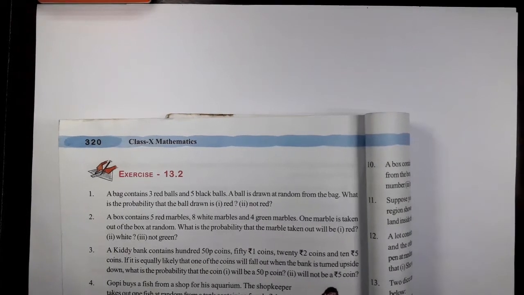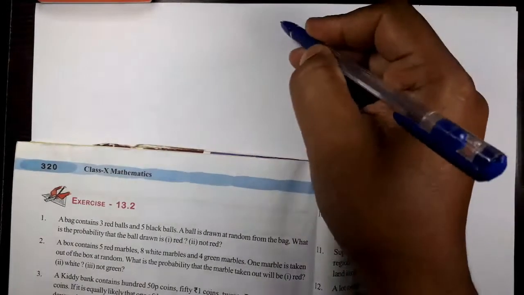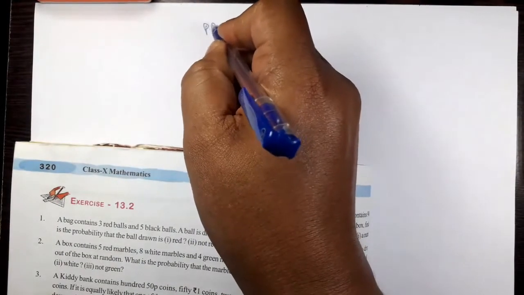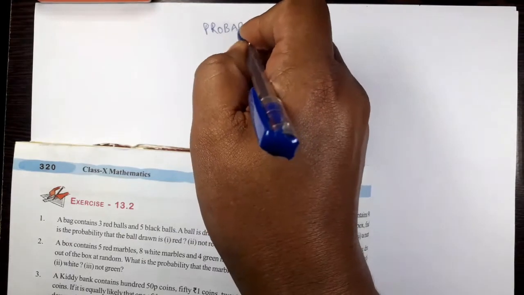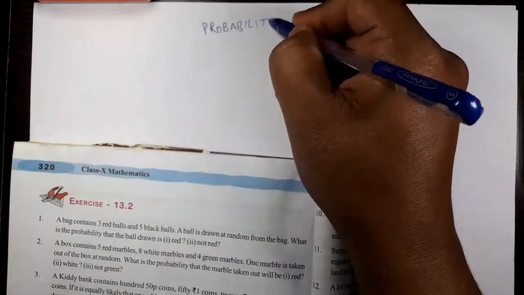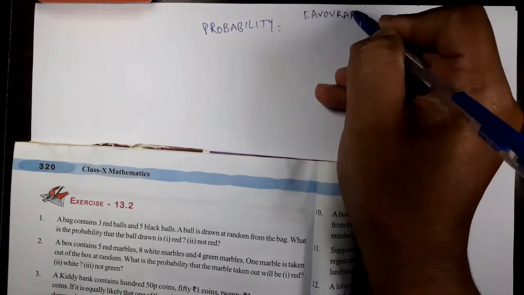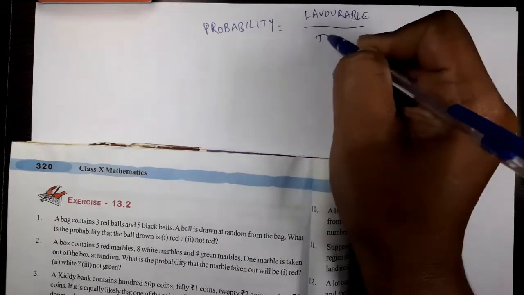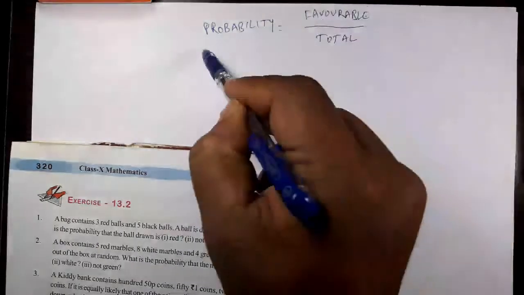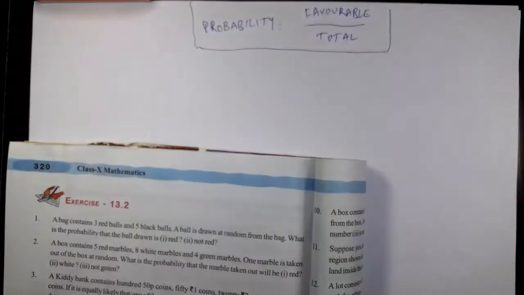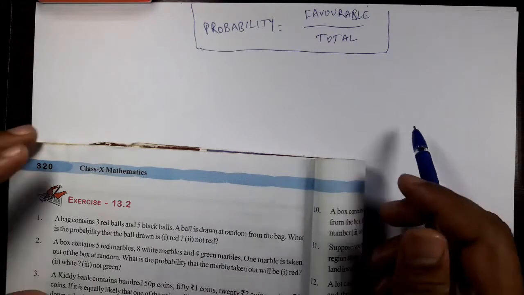Yes, dear friends, let us see exercise 13.2. Tell me, what is the formula for probability? Favorable divided by total. Yes. Number of favorable outcomes divided by total possible outcomes, right? Exercise 13.2.